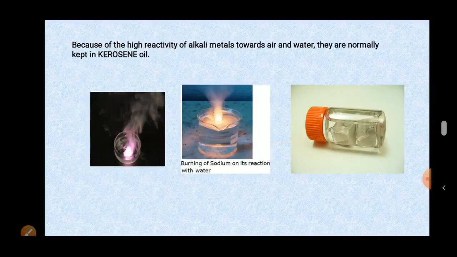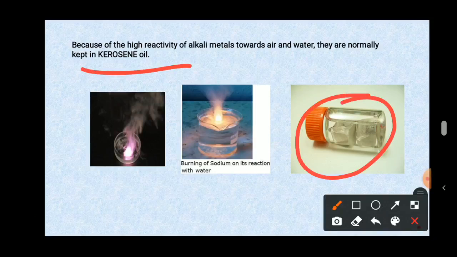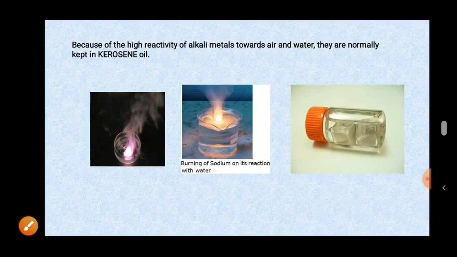Based on that, you can see the picture here, showing the reactivity towards air and water. Alkali metals are normally kept in kerosene oil, preserved in kerosene oil. This is a very important question: give reason why alkali metals are preserved in kerosene oil. Because of the high reactivity of alkali metals towards air and water.